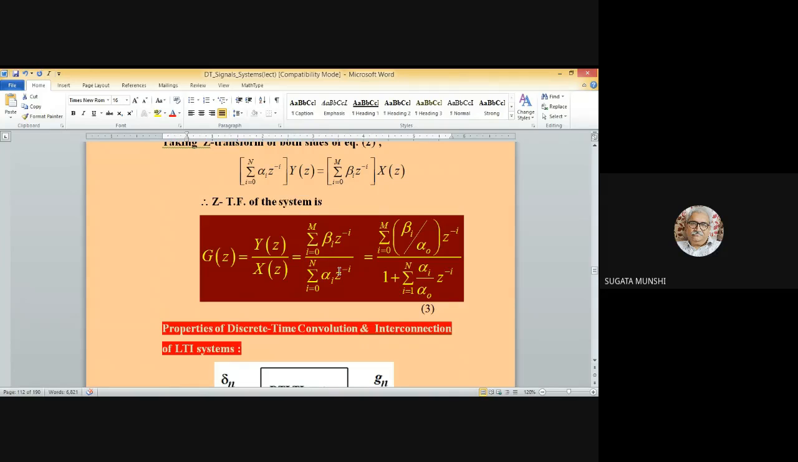Next, we will discuss the properties of discrete time convolution, that is convolution sum, and interconnection of LTI systems. In your signals and systems course, you have studied at length the properties of the convolution integral, the properties of continuous time convolution and interconnection of continuous time LTI systems. So these discussions will just be a mapping of those properties, changed to a certain extent to fit discrete time convolution.